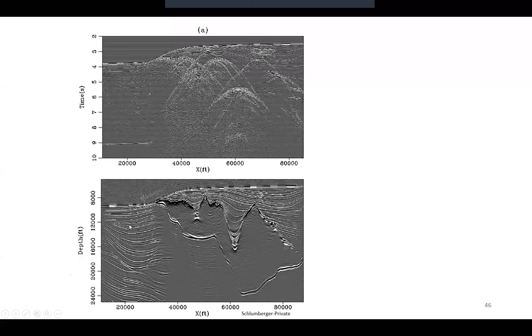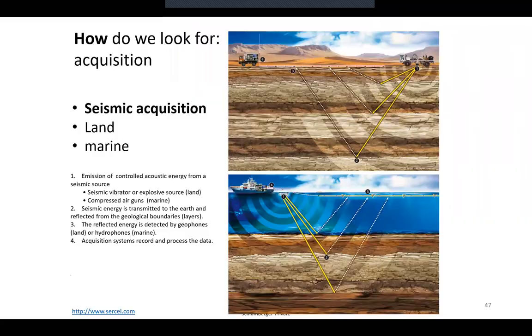Okay, so it's not only a migration, it's also a depth migration. So we move from time to depth, and we also put the right things in the right place. And you are still seeing those shades of things, but the details are much, much better. And of course we can easily identify the salt within. And that's the reason why we have a migration. So let's talk about how we get those things.